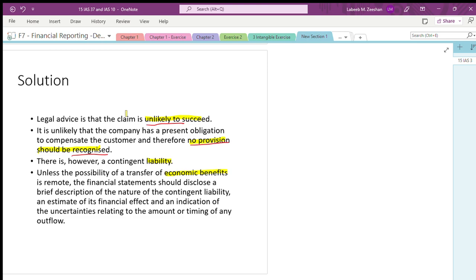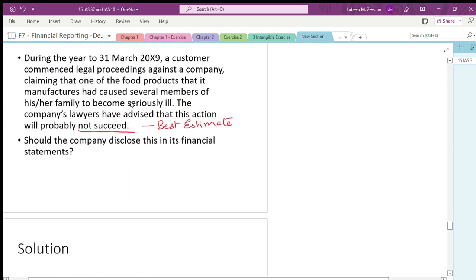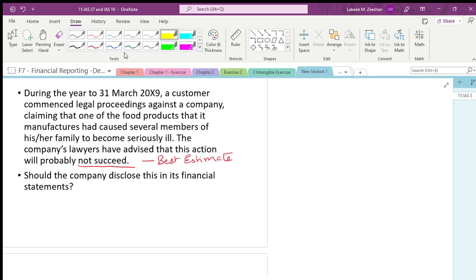Unless the possibility of transfer of economic benefits is remote, the financial statement should disclose a brief description of the nature of the contingency, an estimate of its financial effect, and an indication of the uncertainties relating to the amount or timing. Coming back to this, what are they saying? The customer has started legal proceedings, claiming several members became ill, and it will not succeed. This is very, very important.